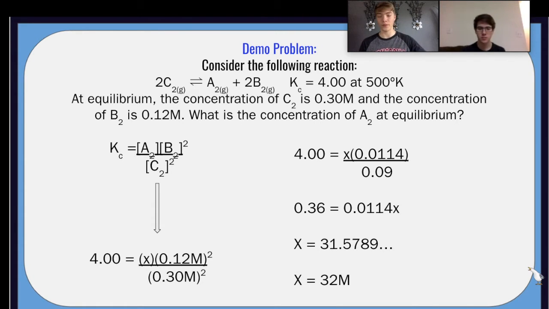So if we plug all the values in, we'll get 4 equals X times 0.12 molar squared, all over 0.30 molar squared. And then if we do some algebra to solve this equation for X, we would eventually get 31.5789, and then that'll continue, big decimal. And then if we round that to two significant figures, X would equal 32 molar. And that's how you do that kind of equation.